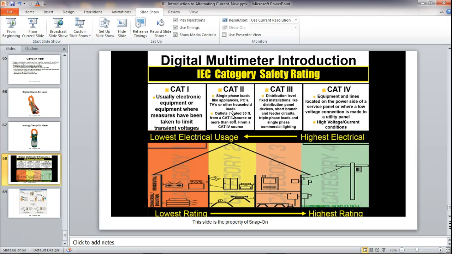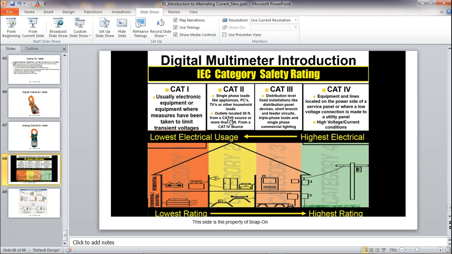Cat 2 meters can handle the 600 volts at a higher energy level. A Cat 1 meter can't do that. So that means if you got into this and you got a 600 volt high energy spike on a single phase application, it would flat blow up a Cat 1 meter, a 1000 volt Cat 1 meter. Now, when we talk about the rating, the 600 volt rating, that is not the maximum rating of the meter or the range of the meter.